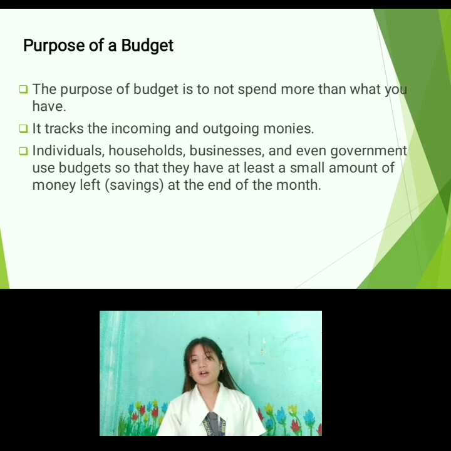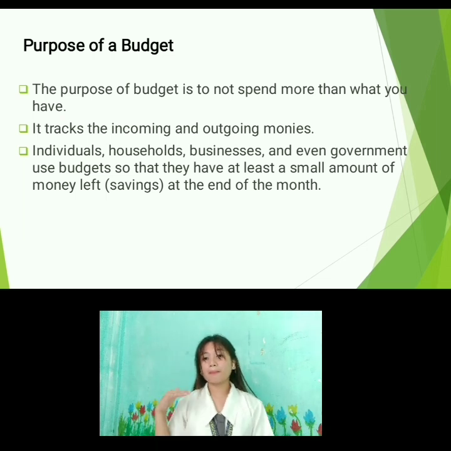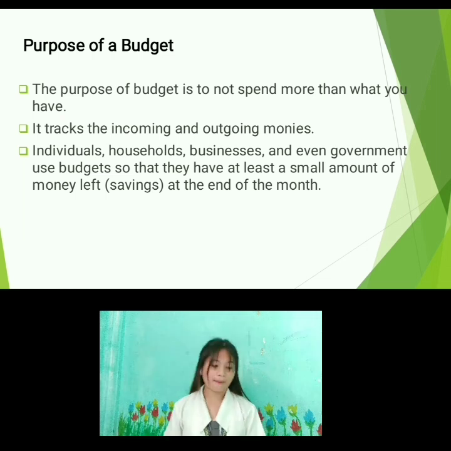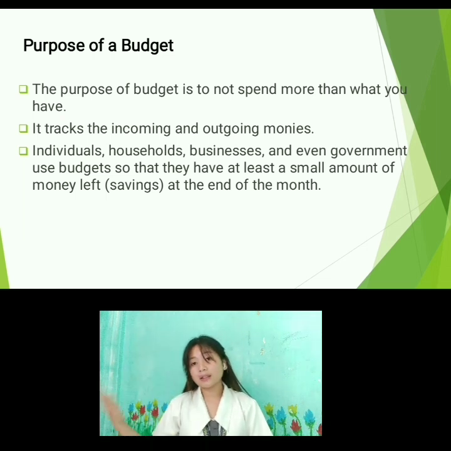Next is the purpose of budget. The purpose of budget is to not spend more than what you have. So, kailangan mong mag-budget para ma-minimize mo yung mga gagastusin mo kung ano lang yung budget na meron ka. Next is it tracks the incoming and outgoing monies. So, through budget, makikita natin kung ano yung mga darating na pera at kung ano yung mga ating gagastusin na pera.